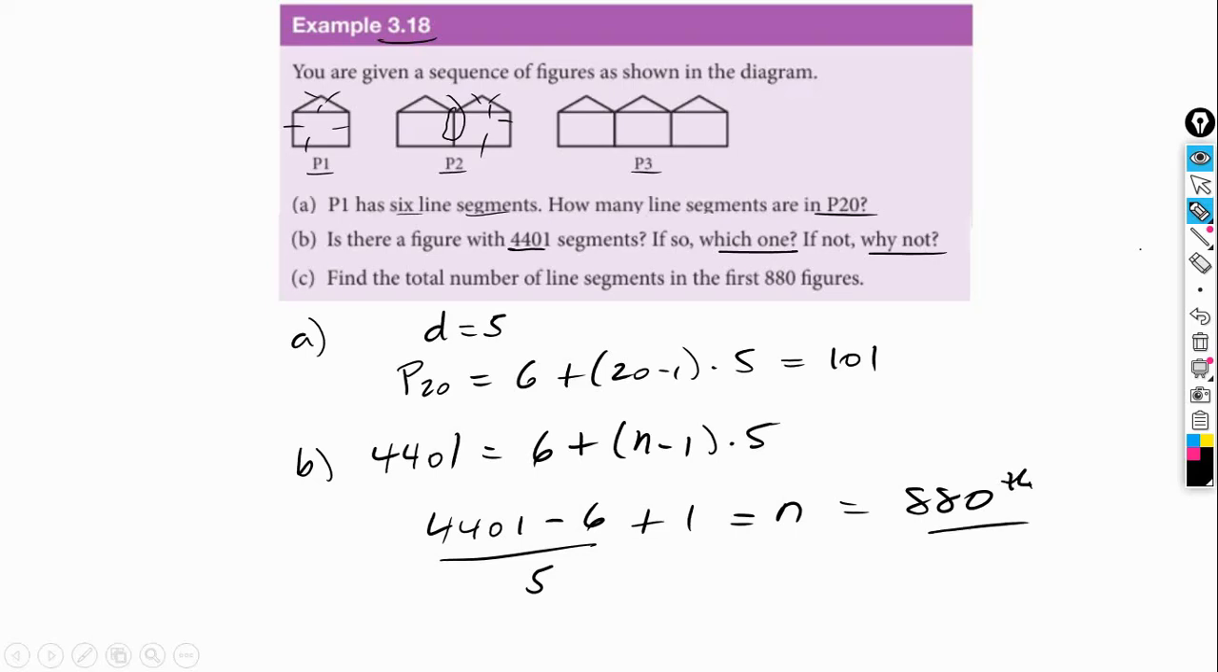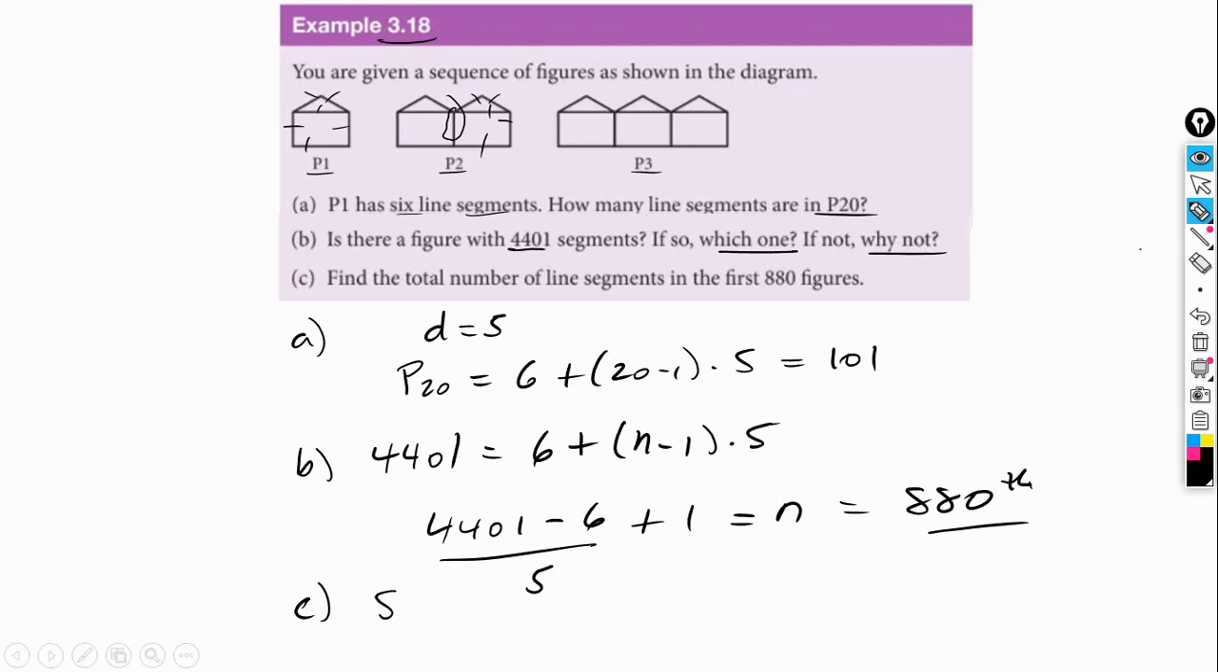Okay, so for C, it says find the total number of line segments in the first 880 figures. So this is a sum, which is not the same as finding the total amount of segments in the 20th figure, right? This would be summing them all. So this is a series. Okay, so for that we would apply the formula for the series.